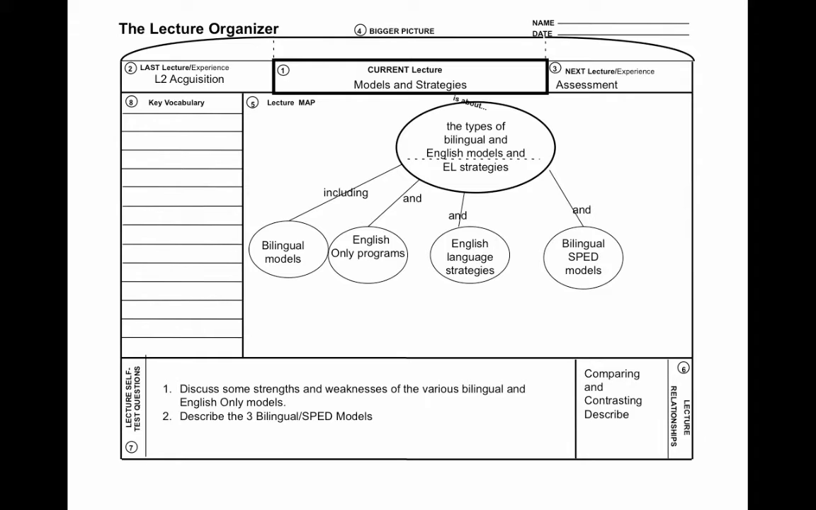So now that we know we've got students that are second language learners, English as a second language learners, we're going to discuss the types of bilingual and English models and a few English language strategies that are used in those models, as well as some models for teaching bilingual students who are in our special ed classrooms. And the following week, on the 10th, we will be discussing assessment.